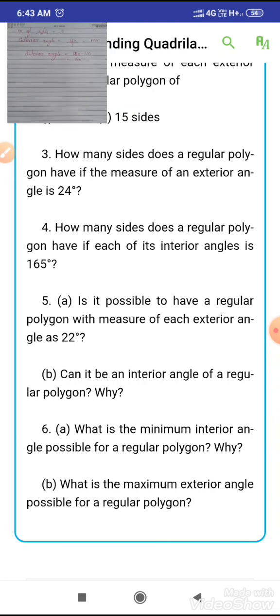Therefore the minimum interior angle possible for a regular polygon is 60 degrees and the maximum exterior angle possible for a regular polygon is 120 degrees. Thank you.